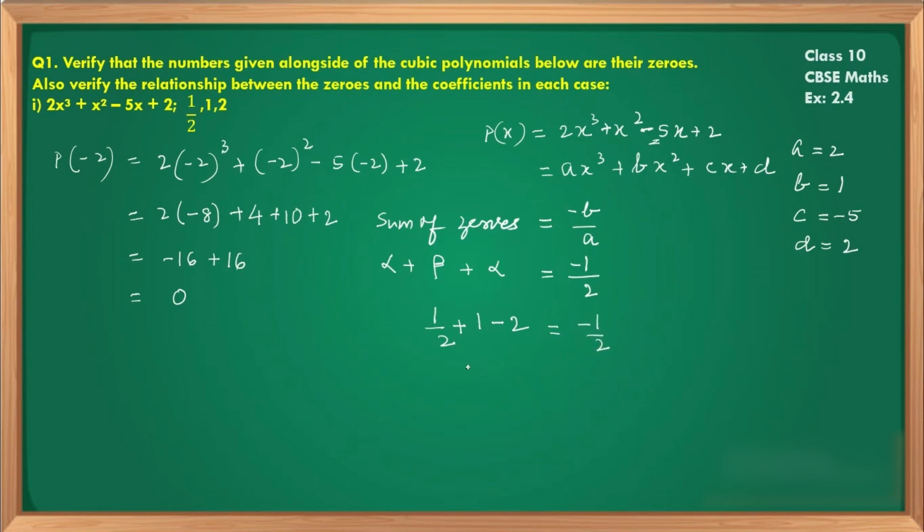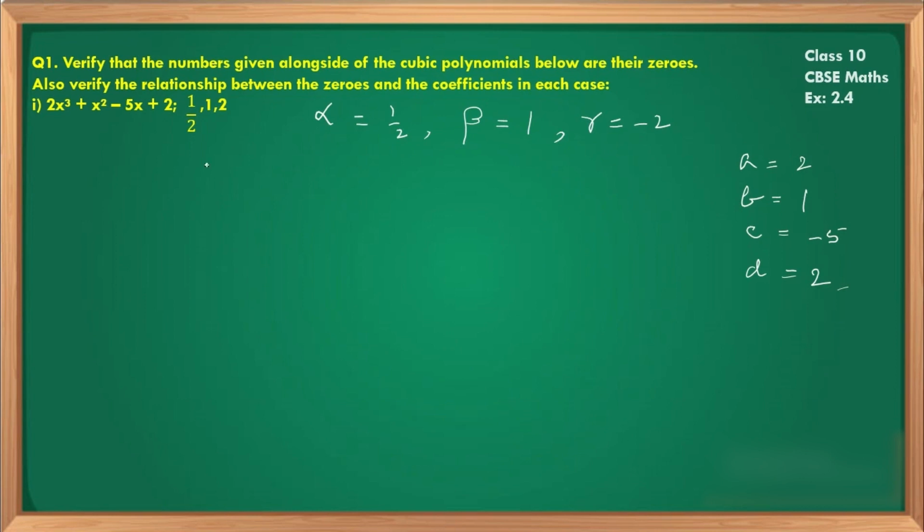Now we will simplify this. 1 by 2 plus 1 and minus 2 gives you minus 1. That is equal to minus 1 by 2. And this is 2 upon 1 minus 2, which is again equal to minus 1 by 2. Now here we have in the LHS minus 1 by 2, and in the RHS we have minus 1 by 2. This is verified. The next one is product of zeros, that we do in the next page.